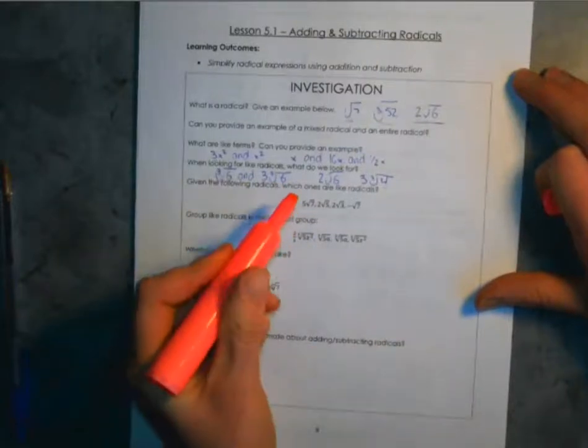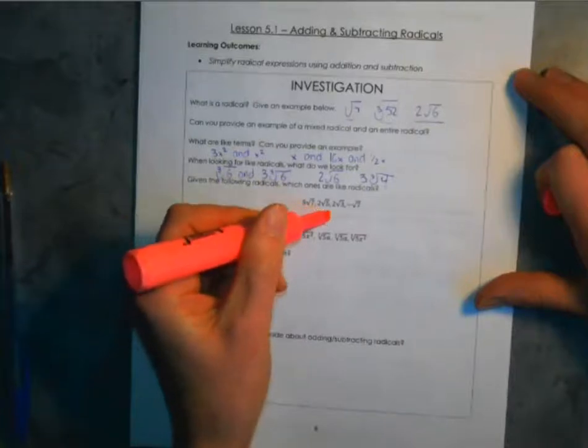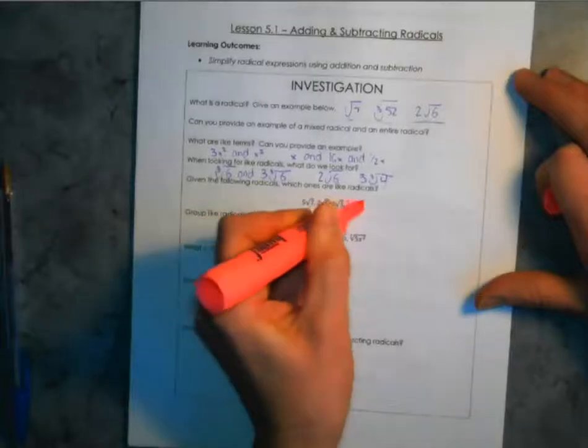Okay, so given the following radicals, they want us to say which ones are like radicals. Well, all of them, if we look at them, they're all square roots, so that's good. So now all we need to look at is which ones have the exact same radicand. So we have a 5 root 7 here, and then we have a root 5, root 3, and one more root 7. So this and this are going to be like terms.